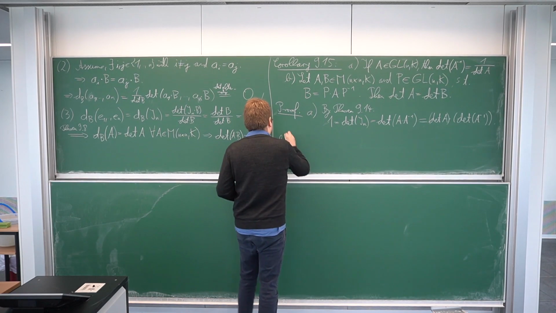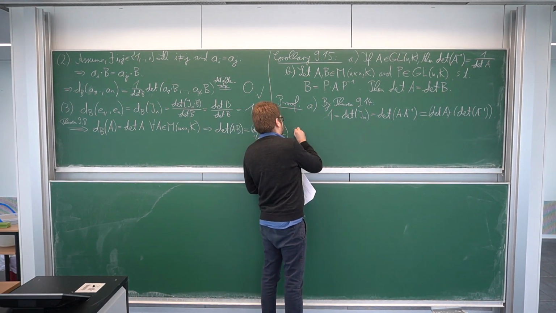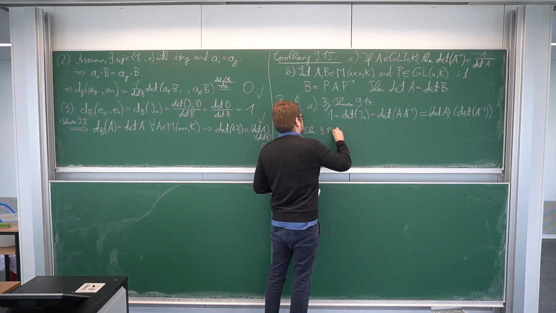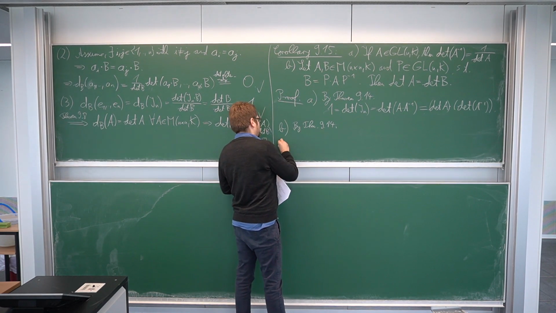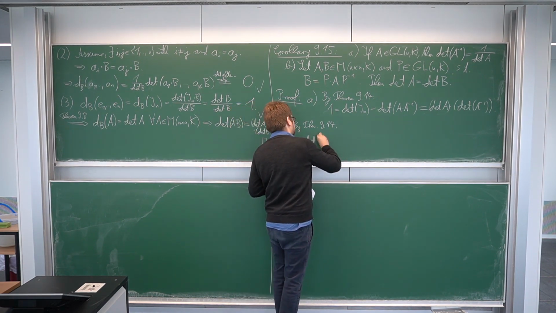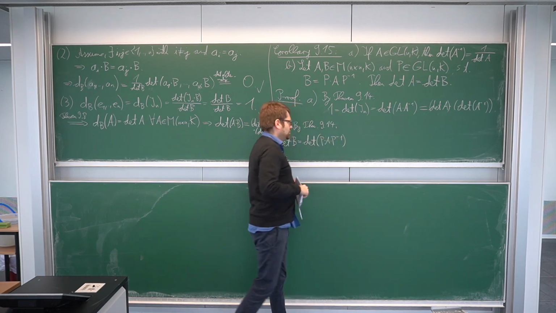Okay, part B. So here again by theorem 914, we get the following. The determinant of B is by definition the determinant of P A P^{-1}. And now we can use the theorem twice.